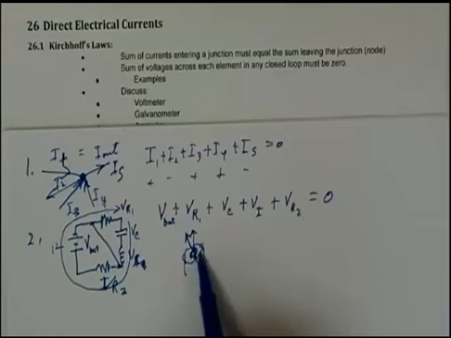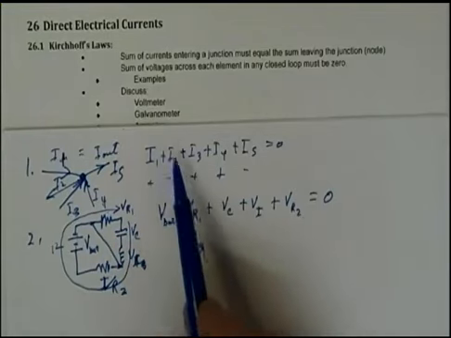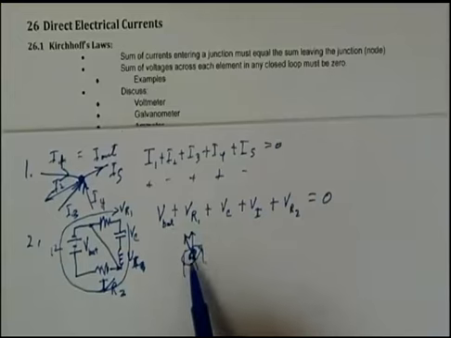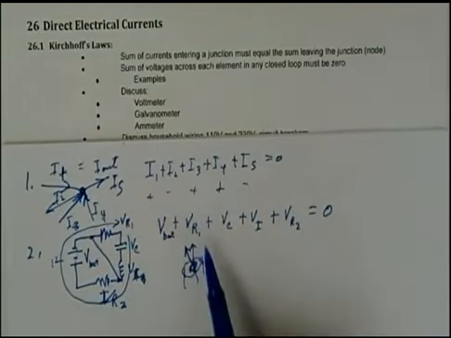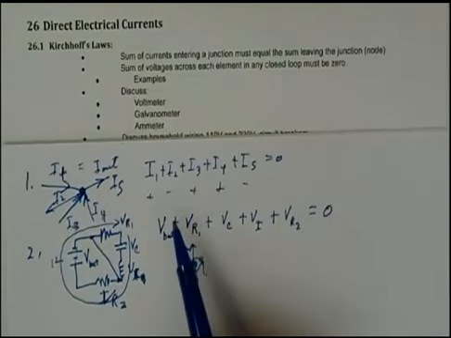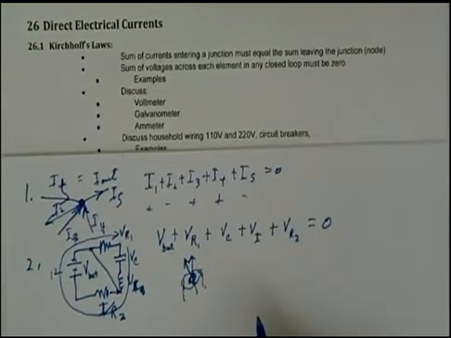By adjusting these coils on this galvanometer in different ways, we can make out of this galvanometer a meter to measure voltage or a meter to measure amperage. So the galvanometer is the core instrument that's used to make both a voltmeter and an ammeter.